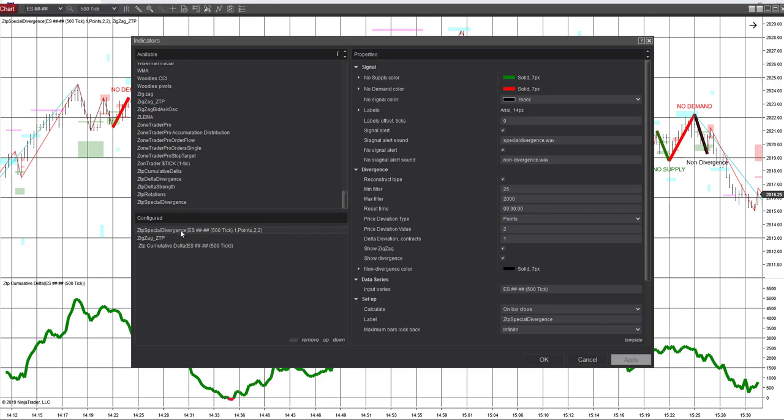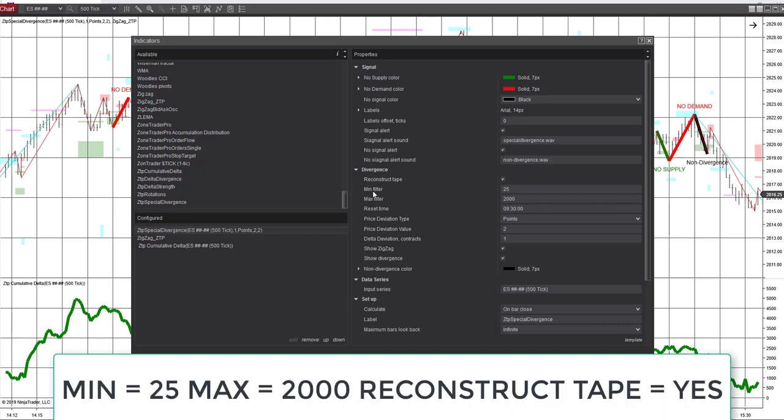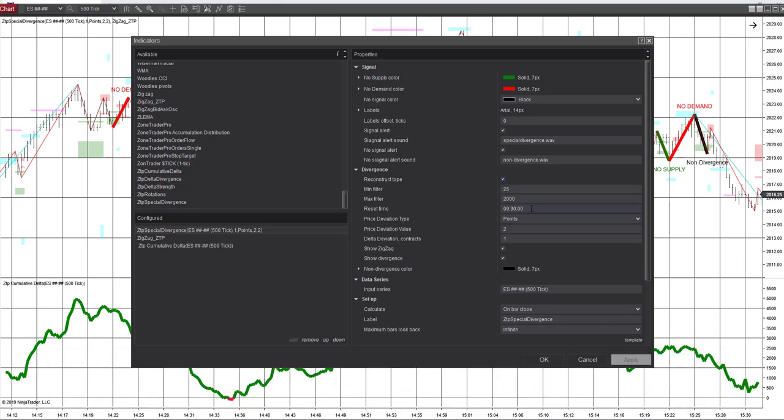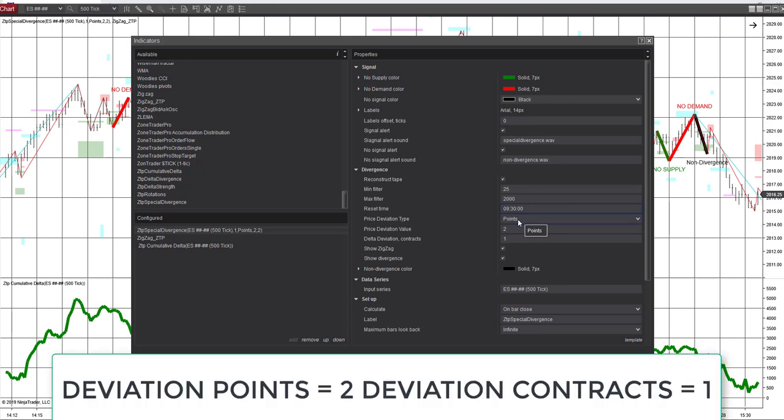Okay, because settings matter, we'll go over the settings that I used for these results. In the ZTP Special Divergence Indicator, I have set a minimum filter of 25 and a max filter of 2000, and I've set it to reconstruct the tape. The reset time is not really important here, so it is set for the beginning of the day. The points is the price deviation type, and it is set for 2. When it is set for 2, you're going to get at least 2.25 points when there is a successful trade. And then I've set the deviation contracts to 1.